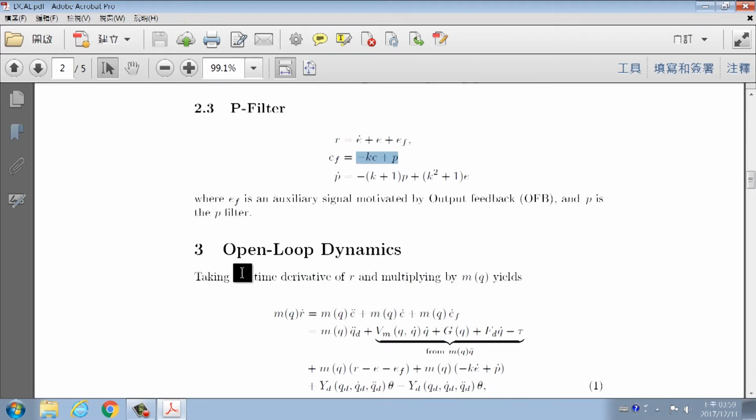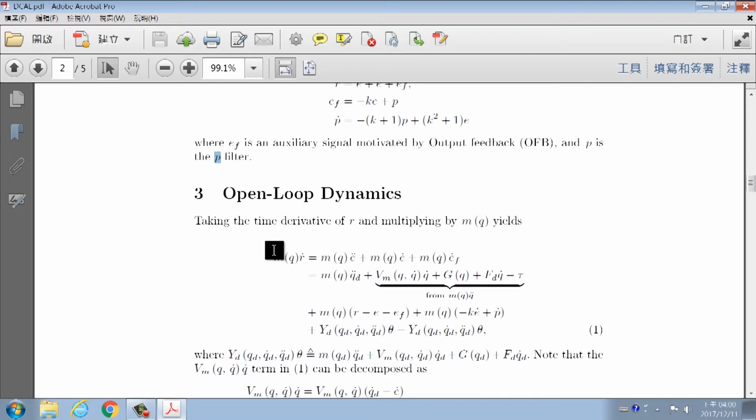Any question here? These three equations need to be calculated together, right? Because R depends on EF, EF depends on P, P depends on E. Okay. And what will be used is EF and P.